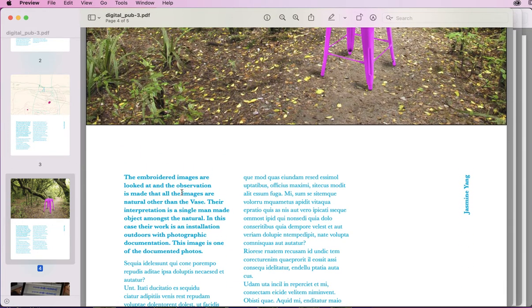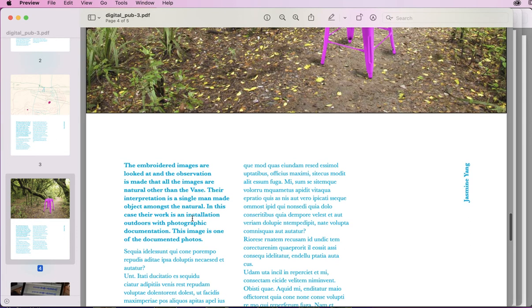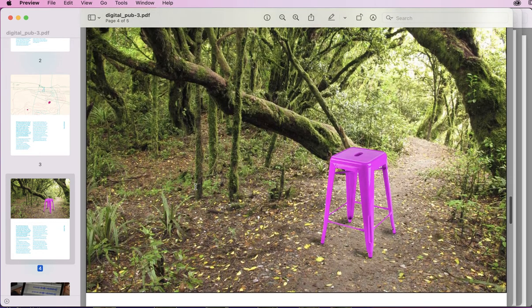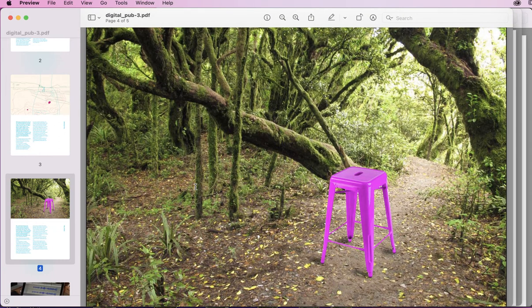The embroidered images are looked at, and the observation that I've made from them is that they're all natural other than the vase. So the interpretation of this is there's a single man-made object amongst natural things. What they've done is they've taken something that's artificial, man-made, and they've put it in a natural outdoors situation. And then they've taken a photograph, they've documented it. So this is the way that they've responded to that other image: one artificial thing amongst the natural.